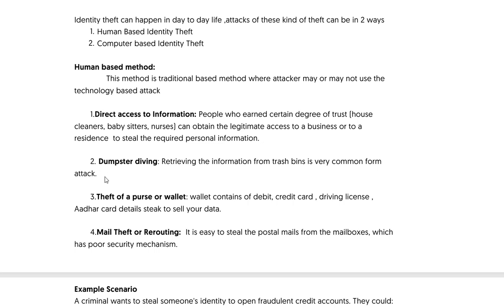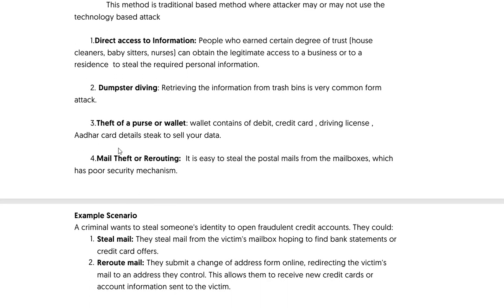Okay, so next is dumpster diving. Dumpster diving is nothing but retrieving information from trash bins. This is one of the common attacks. Next is theft of a purse or a wallet. A wallet usually contains debit and credit card details, driving license, and Aadhaar cards. This is done to steal, to pass on, or to sell your data to somebody else. That is nothing but theft of a purse or a wallet.